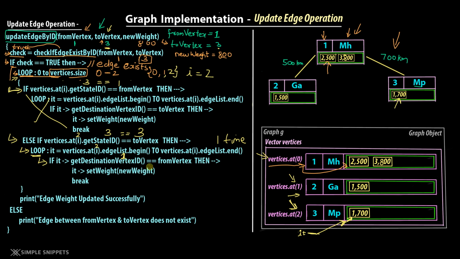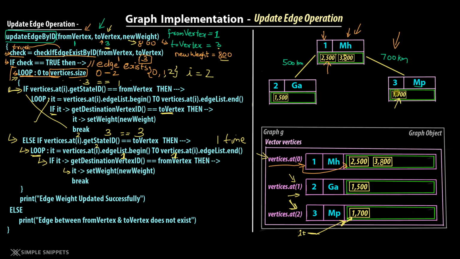So we say is 1 equal to, and you match it with from vertex. From vertex is also 1, correct? So remember in the first if block in the inner loop, in the inner if condition, we were matching it with 2 vertex. Over here we are matching it with from vertex. Okay, it's the exact opposite. So when you get a match, 1 is matching with 1, we say set weight, that is the new weight that we have passed, which is 800.